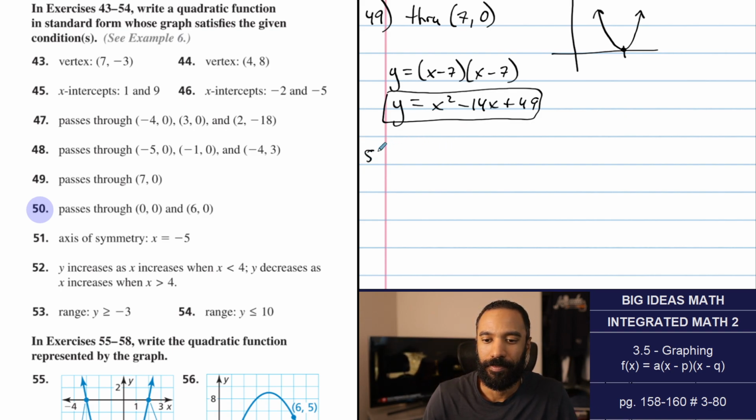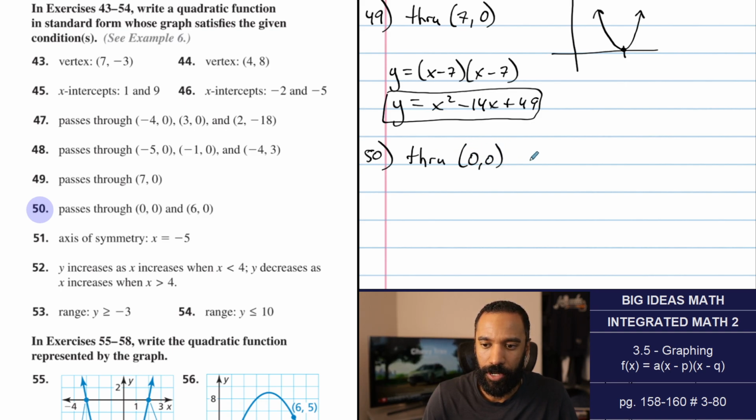Number 50. We're zooming along. We're going through the origin, 0, 0, and 6, 0.